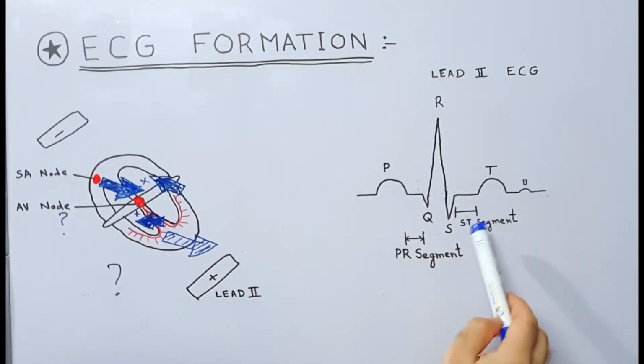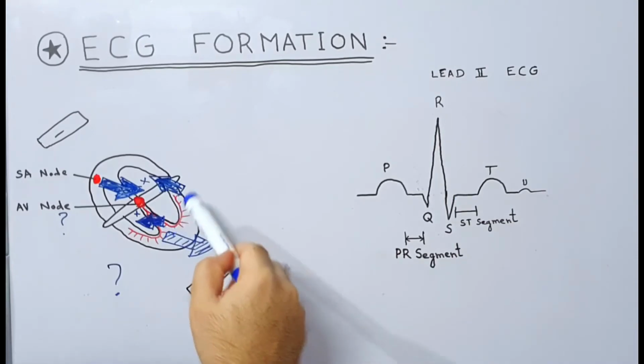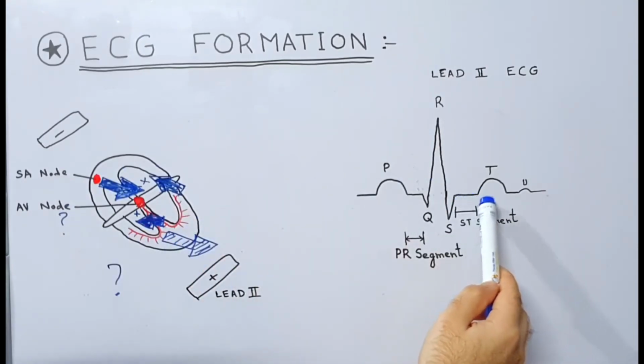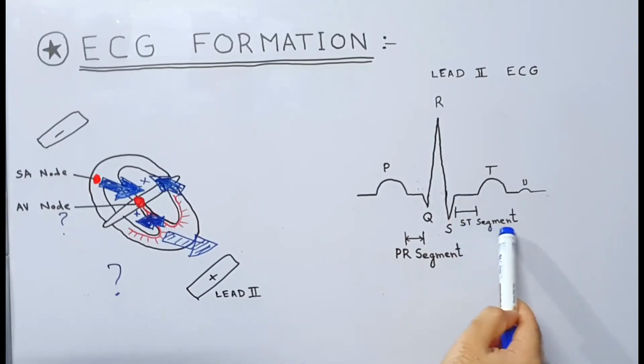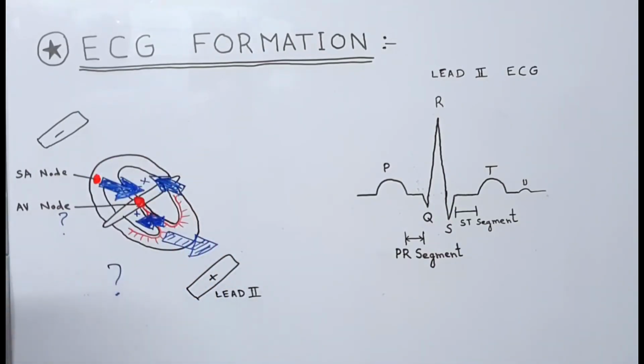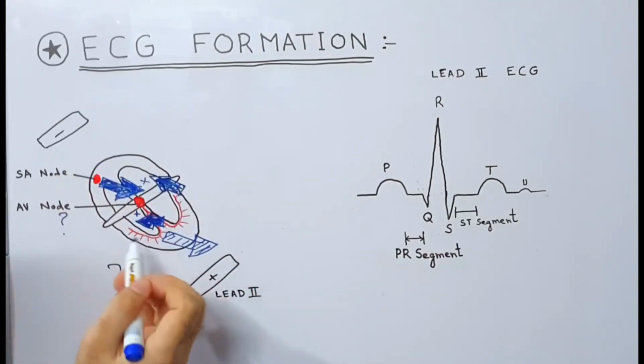At this point, we get the ST segment. No depolarizing current is flowing, no vector is forming, and we get a straight line. ST segment is when whole of the ventricle is depolarized. After that, repolarization of the ventricle will begin. Repolarization will begin from outward direction towards inward direction.